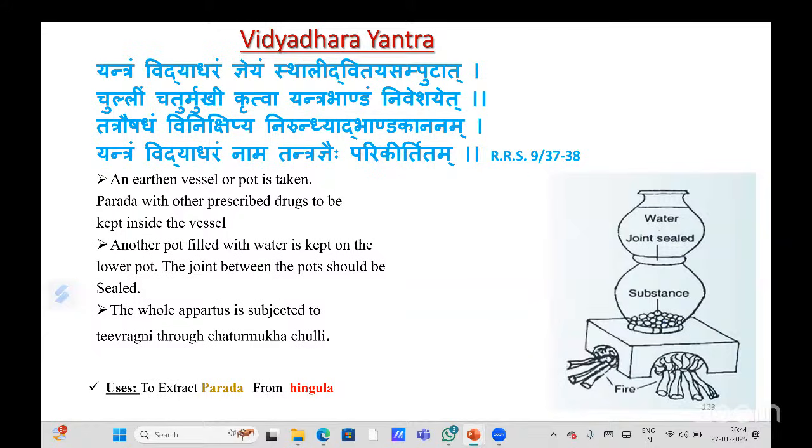Okay, the joint between these two parts should be sealed properly, and the whole apparatus is subjected to Tivragni. Okay, that is Chaturmukha Chulika. So this is a brief of Vidyadhara Yantra.